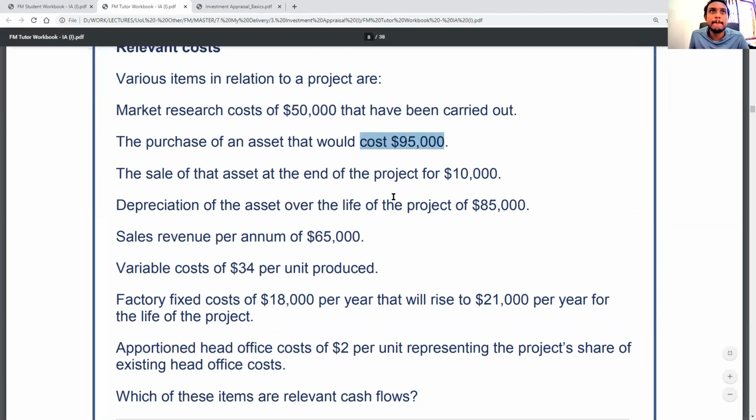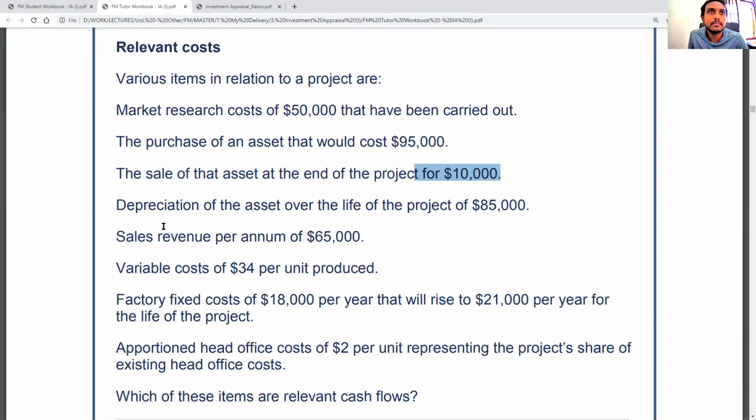Relevant. Yes. Sale of the asset at the end of the project for 10,000. Yes. Okay. Depreciation. No. Revenue per annum. Yes. Variable cost. Yes. Factory fixed cost per year that will rise to 21,000. Only the incremental part, so 18,000 to 21,000 here. What's the relevant cost? 3,000. Okay. Apportioned head office cost representing the project's share. Yes.